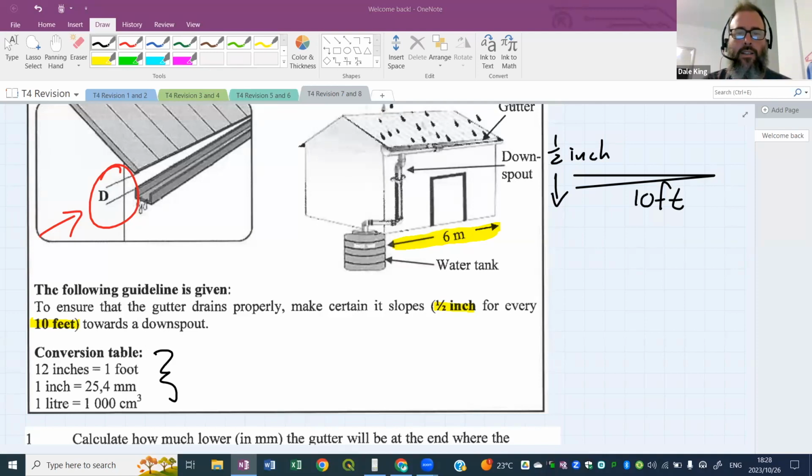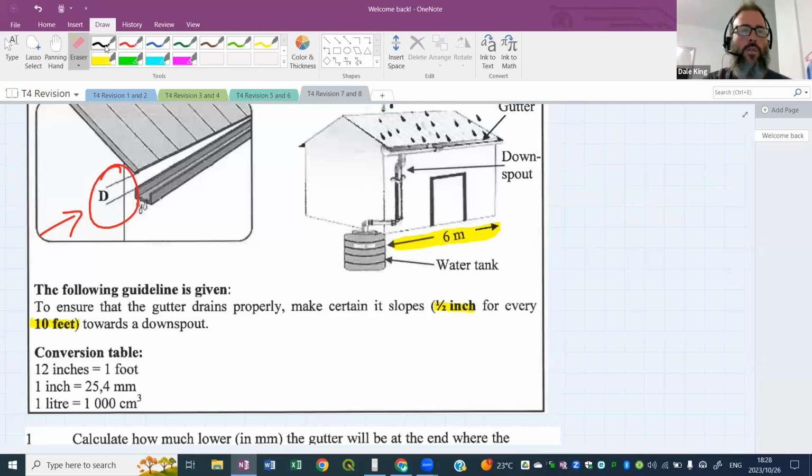Lee says, sir, convert the 6 meters to feet first. Yes, because this sentence which says 1/2 inch every 10 feet, we're working in meters in the house. This statement's working in feet. So we've got to convert the house's 6 meters into feet first. I'm going to do it on the side so we can see. So we're going to take 6 meters. And do we have a meter to feet conversion? Look down here. Do we have a meter to feet conversion?